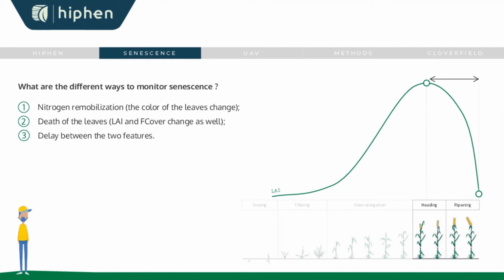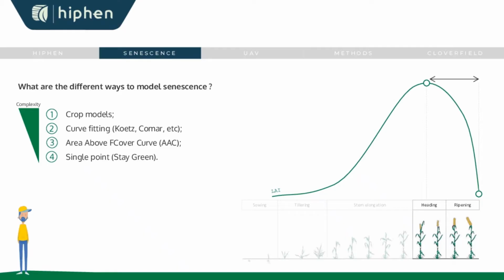And so you can follow it in different ways. You can follow the greenness and so the chlorophyll content to follow senescence. You can follow LAI, so the quantity of leaves you're having, or fCover, the amount of leaves that are able to intercept light directly. Those are the main parameters that you can follow, and they are quite complementary.